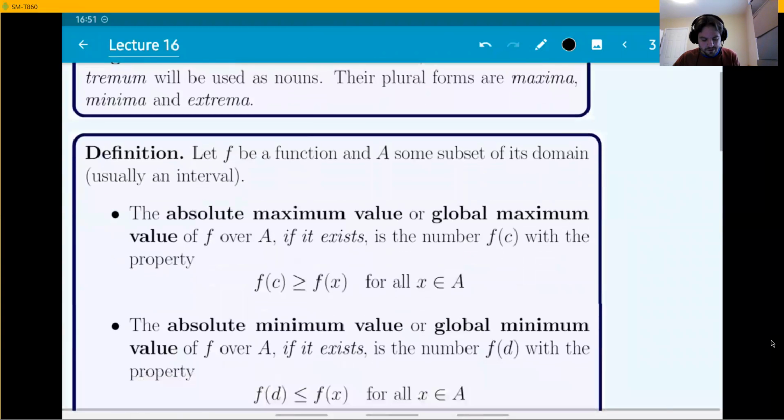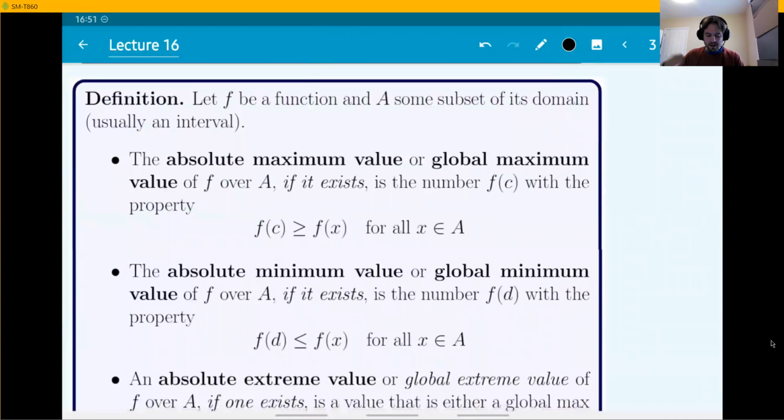All right. So our first definition here is about global values. First of all, the words absolute and global are always going to be used interchangeably. I'm going to prefer global, but you may see absolute being used as well. So just remember they mean exactly the same thing. All right, but let's read the definition.